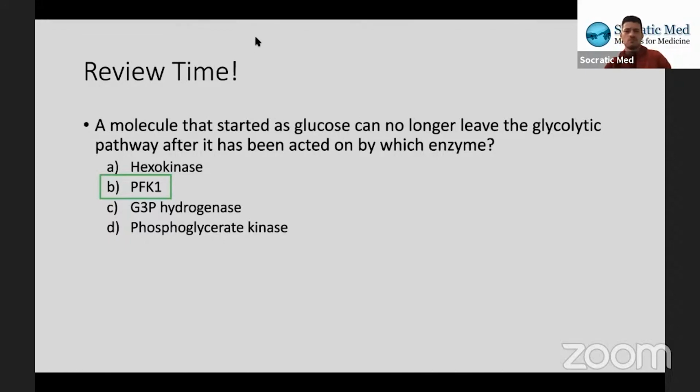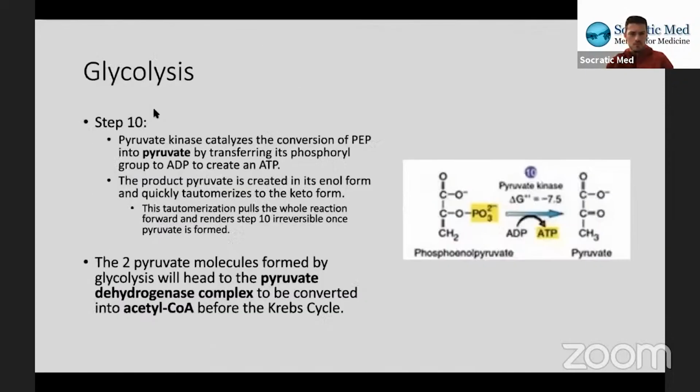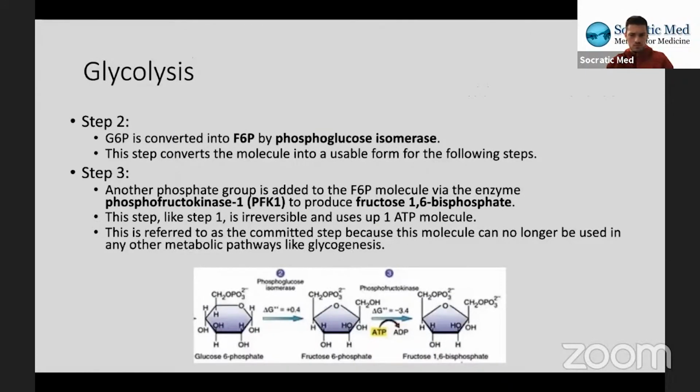And that's just a basic definition. Step 3, this is something you're just going to have to memorize. Step 3 is the committed step, and it produces fructose 1,6-bisphosphate. Phosphofructokinase turns F6P into fructose 1,6-bisphosphate. So the step is irreversible, and it is the committed step. So once we have that 1,6-bisphosphate, we're not going anywhere.